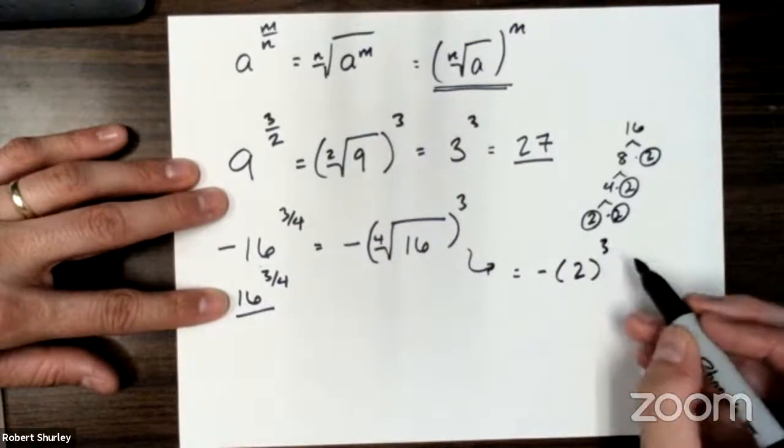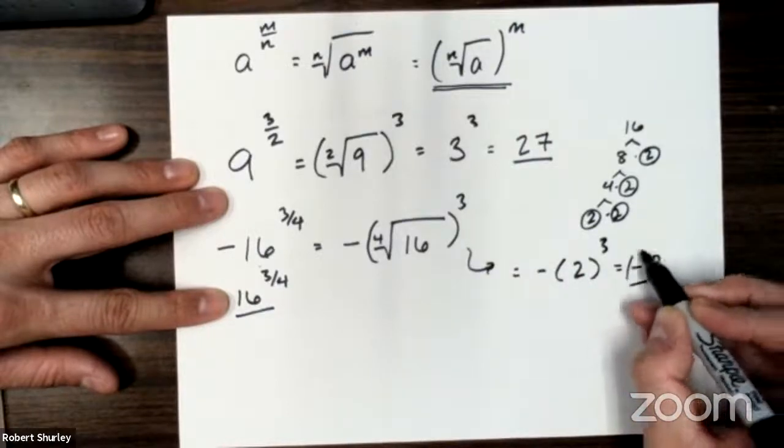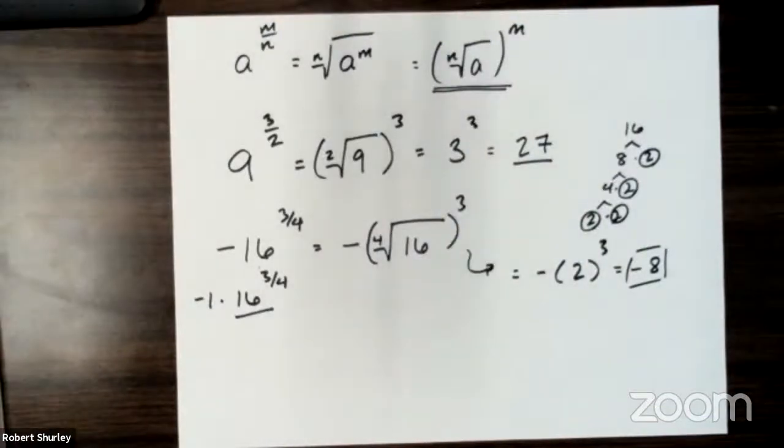Okay, and then you've got to cube 2. Well, 2 times 2 times 2 is just 8. So you wind up with -8. Kind of neat. Okay, you wind up with -8.